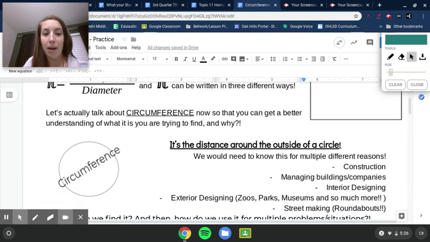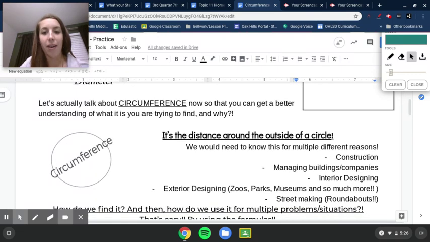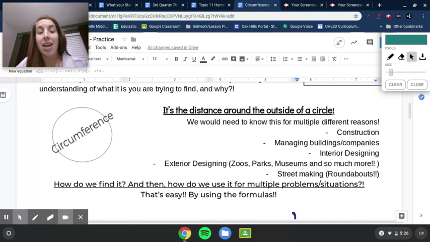Let's actually talk about circumference now versus pi. Circumference is the distance around the outside of a circle. You're going to need to know this for multiple different reasons. If you want to think about the real world, there are several jobs that I came up with off the top of my head that have to deal with circumference all the time.